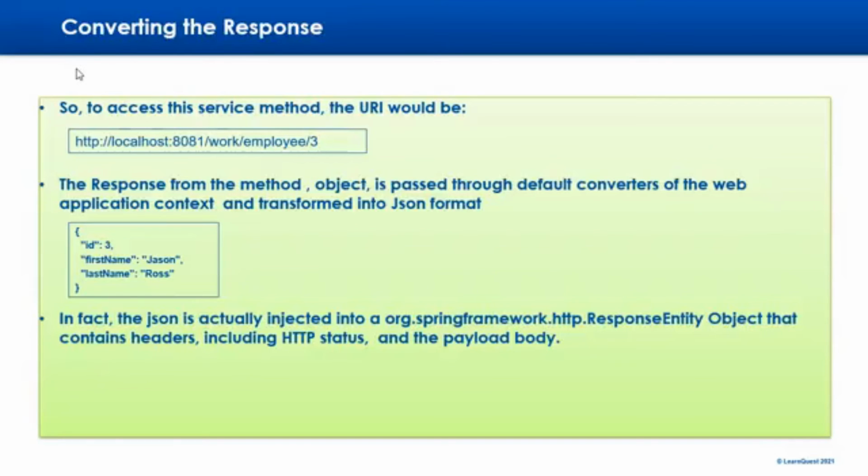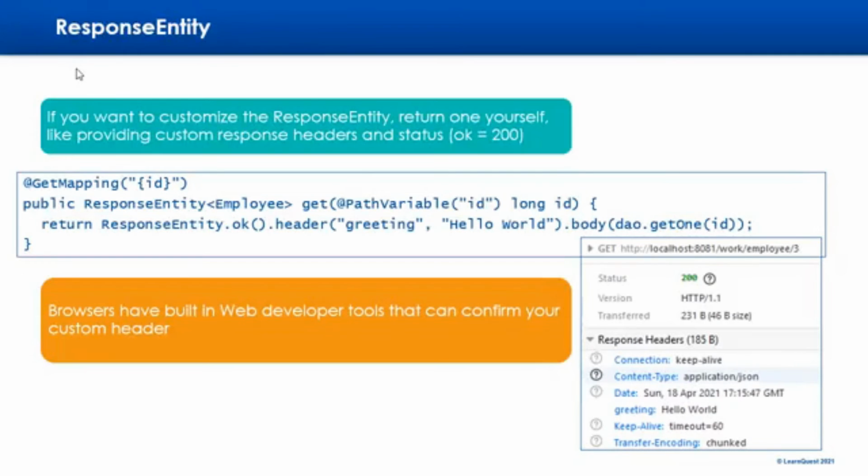We're quite okay to do that unless you want to customize the response entity. That means we create our own. So here, I'm returning ResponseEntity.ok. That's saying it's a 200 HTTP status code. I'm setting a custom header in this response entity builder, which comes out of the ok method, called greeting, value hello world. And then the body is the payload from delegating down to the injected DAO.